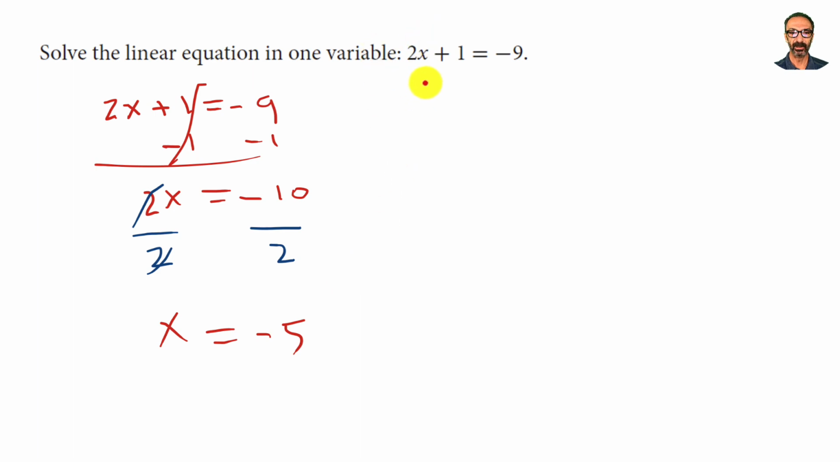-5, let's double check. You don't have to, but it's worth it if it's worth points. 2 times -5 is -10. -10 plus 1 is -9. Yes, it's correct.